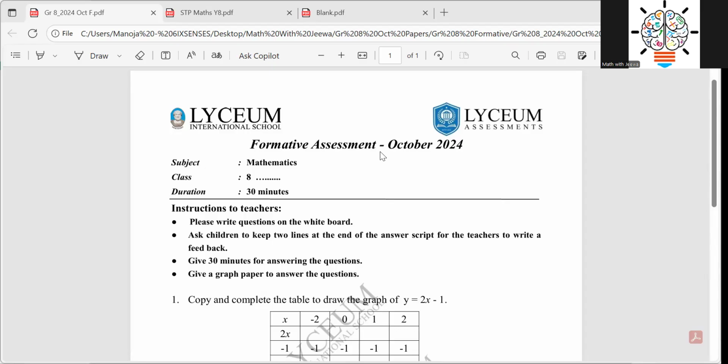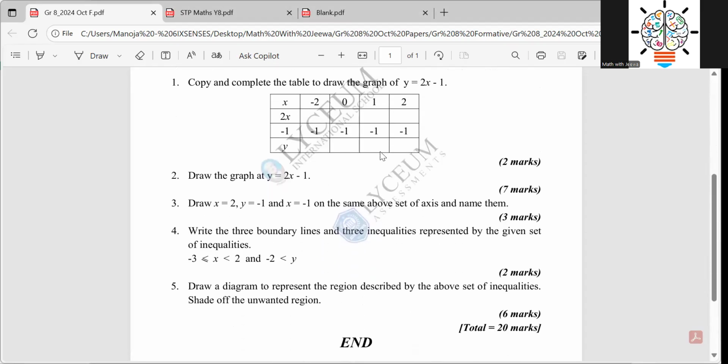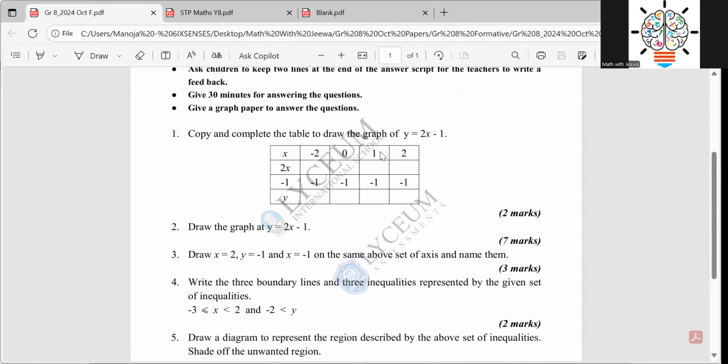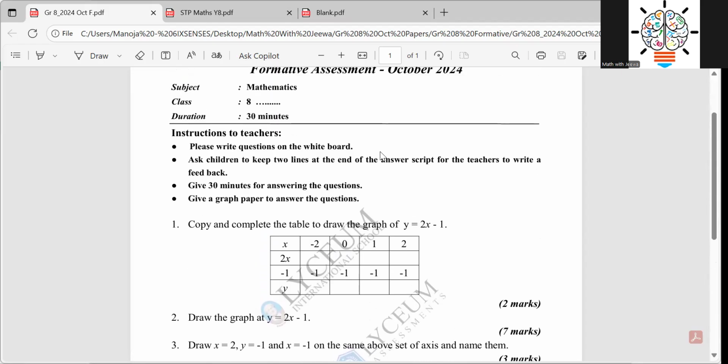Here, if you have gone through this paper, you can see all the questions they have given are from straight line graphs and inequalities. So then we want to cover this. I'm planning to start from question number 1, where you want to fill the table. I will explain how you can fill this table in an effective way, right?